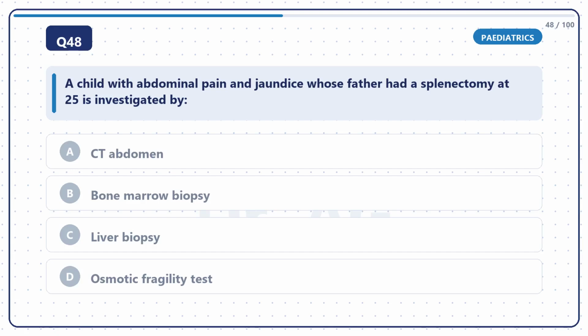Question 48. A child with abdominal pain and jaundice whose father had a splenectomy at 25 is investigated by option A. CT abdomen. Option B. Bone marrow biopsy. Option C. Liver biopsy. Option D. Osmotic fragility test.